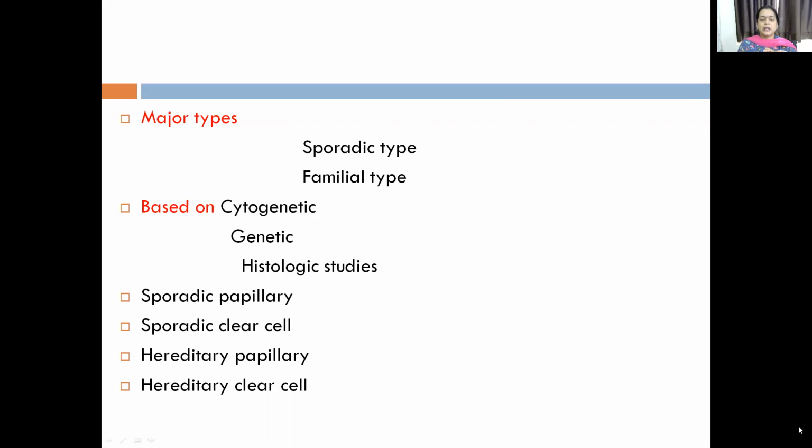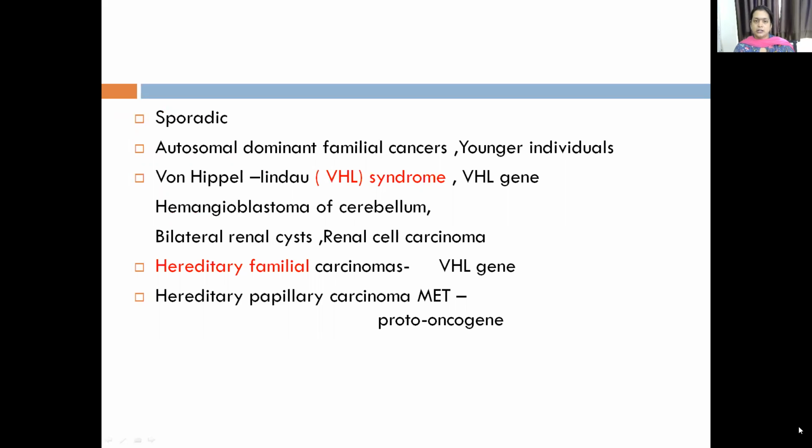So here we see that there is sporadic papillary, sporadic clear cell, hereditary papillary, hereditary clear cell carcinoma. So VHL syndrome is usually associated with the clear cell type of renal cell carcinoma. There are another few syndromes which can be associated, which are causing the familial renal cell carcinoma, such as hereditary papillary carcinoma with the MET proto-oncogene.